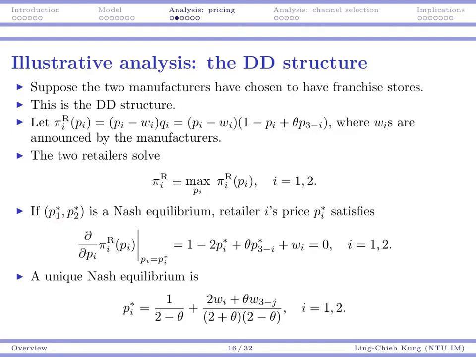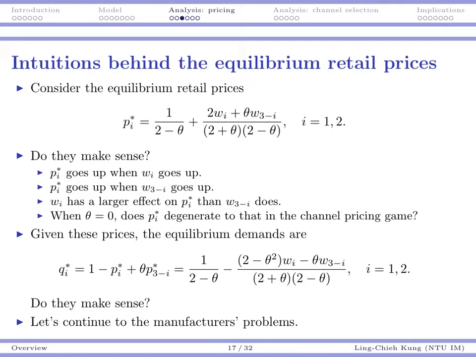If P1* and P2* are the Nash equilibrium, we just need to do the first order condition and then the second order condition to show that it is a convex program. And then the first order condition will be sufficient. And a unique Nash equilibrium can be derived like this. So that means P1* and P2* will be functions of W1, W2, and theta. Let's look at this equilibrium retail price for a while.